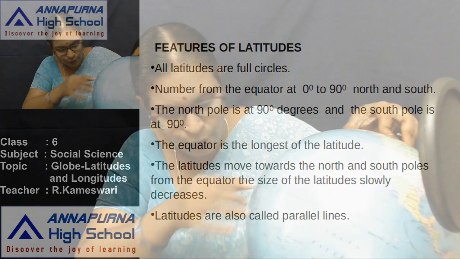From 0 degrees latitude to the South Pole, how many latitudes are there? Total 90. What is the total number of latitudes? 90 in the southern hemisphere, 90 in the northern hemisphere, plus the equator. So 90 plus 90 plus 1, total 181 latitudes are there. What is the longest latitude? It is the equator. As the latitudes move towards the north and south from the equator, the size of latitudes slowly decreases.